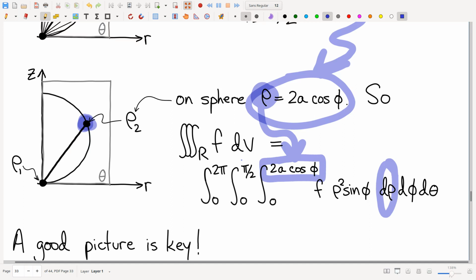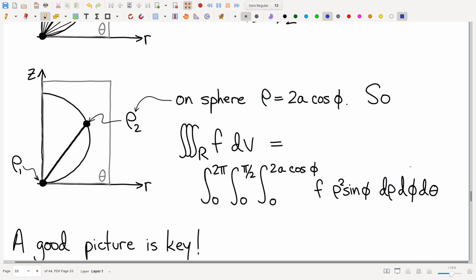Everybody happy? Okay. All right, so that's the process. Again, mechanically, the only thing that's really different with spherical integrals versus cylindrical versus polar is the geometry is a little different. But the structure and the process are basically the same.